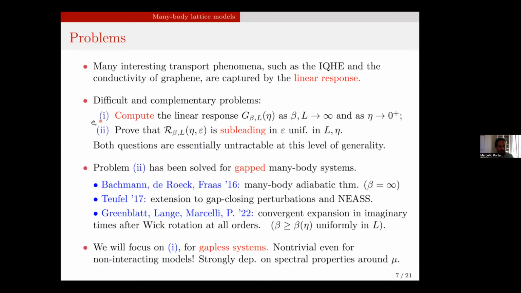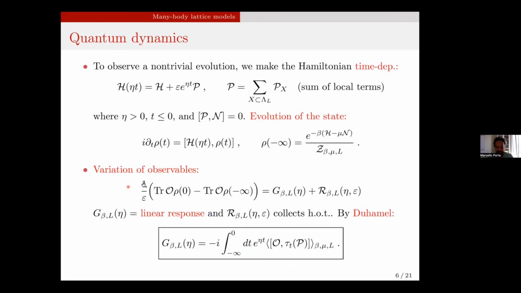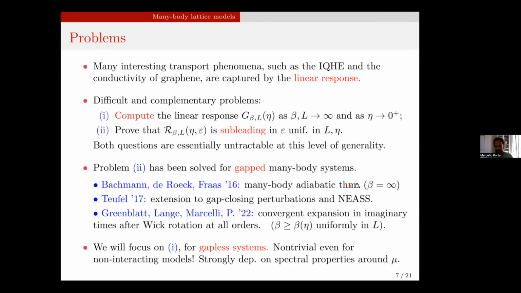Concerning problem two, it turns out that this has been solved for gapped many-body systems, so many-body Hamiltonians with a spectral gap at the Fermi level. This is, in fact, a consequence of the many-body adiabatic theorem that was proved by Bachmann, de Roeck, and Fraas a few years ago. So this holds at zero temperature and for arbitrarily large samples. A key assumption here is that the spectral gap of the Hamiltonian remains open for all times. So this H of t has a spectral gap for all time.